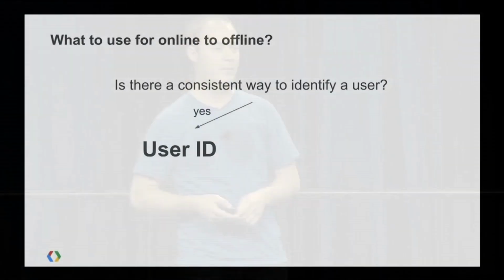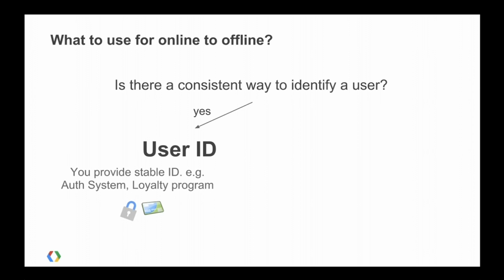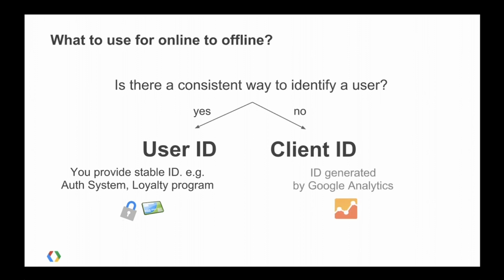The first thing is, do you have a consistent way to identify the user? And this goes back to what Andrew was talking about, the user ID. So if you do have a consistent way to identify a user, maybe through a sign-on or an auth system, then you want to use user ID. So when that's available, use user ID. And that's going to be a stable ID that you have and provide. So it could be an auth system, it could be like a loyalty card or something. It's just a way to identify that user. If you don't have that, then you can still do this. You just want to use the client ID. And we have a mechanism that allows you to extract that client ID that we've set for you through Google Analytics. Okay, so now we understand maybe which ones we should use.